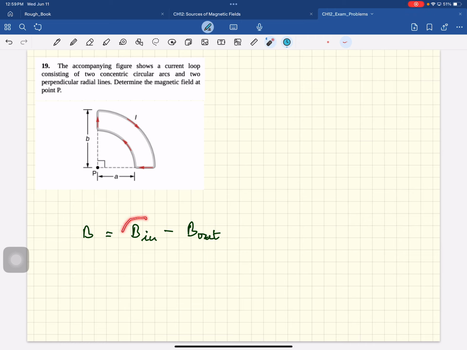Now let's find the field due to this guy. The field due to this guy, so dB inner, let's write dB inner.